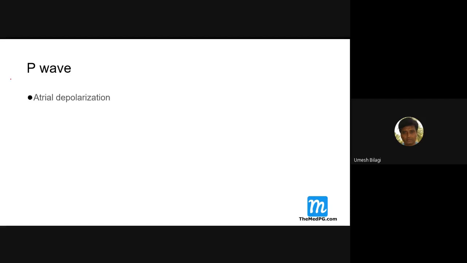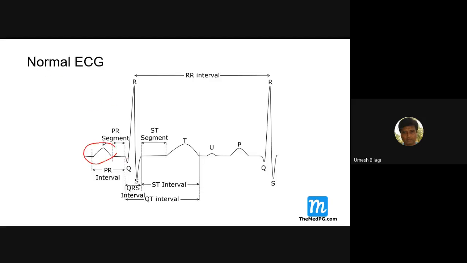The P wave is due to atrial depolarization. The initial part is actually right atrium. The later part is left atrium. This P wave can be divided: the initial part to the majority is because of the right atrium, and the later part is due to the left atrium. So you can say like that.